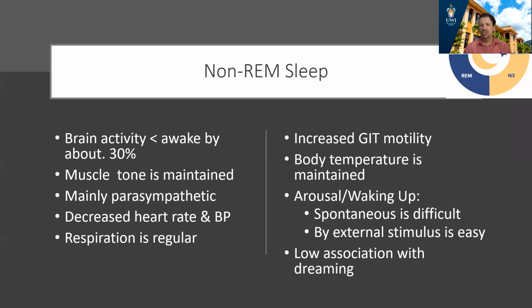What are the physiological changes taking place during this cycle? Well, during non-REM sleep, you find that your brain activity is decreased. Persons have good muscle tone, and the parasympathetic nervous system predominates with a decrease in heart rate, blood pressure, and increased GIT motility. The respiration is regular, and the body temperature is maintained.